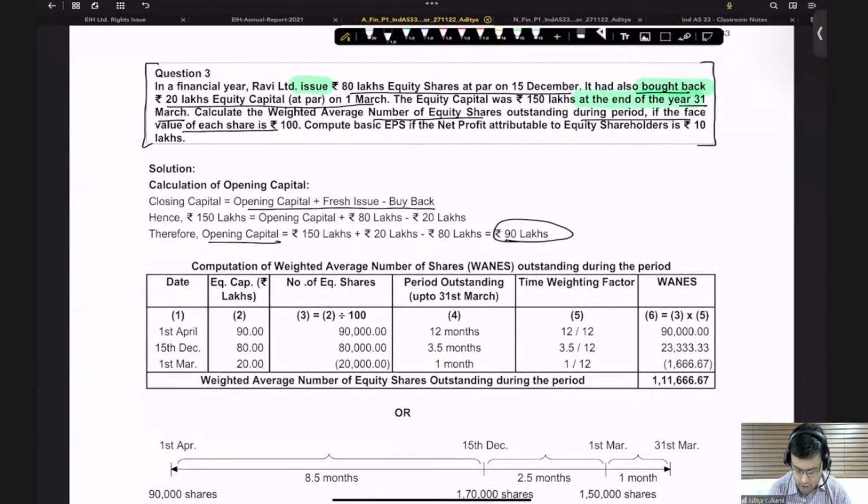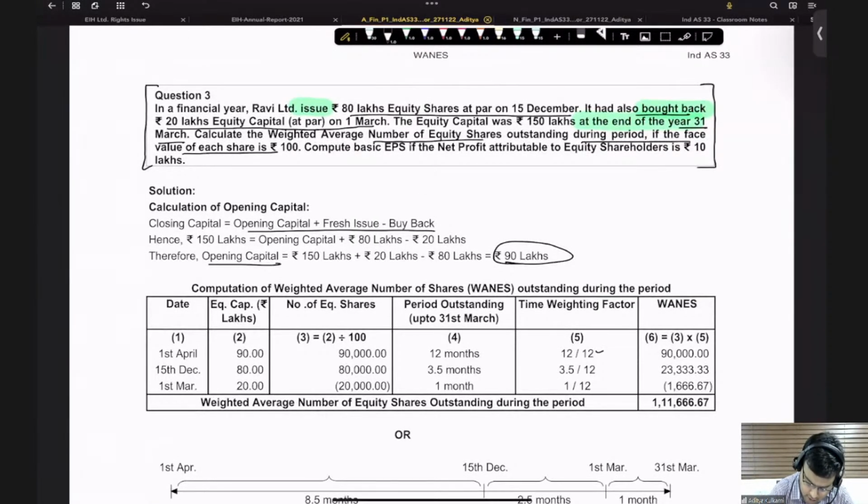So if I have to calculate my WANES, equity capital is 90 lakhs. That means 90,000 equity shares, which you had at the beginning. These shares were there for the entire 12-month period. So 90,000. On 15th December, 80 lakhs you have made a fresh issue. 80 lakhs means 80,000 equity shares. Half of December, January, February, March, they were in existence for 3.5 months. So 3.5 by 12, so 23,333.